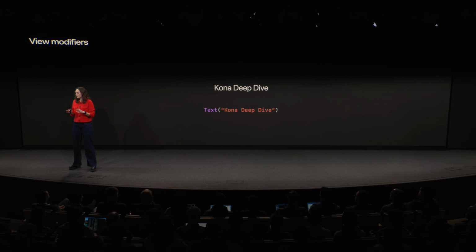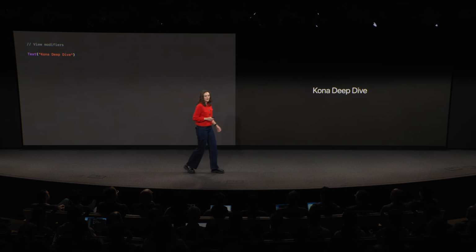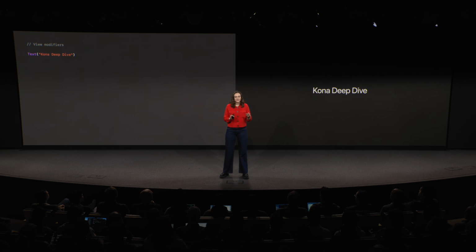My text view from before looks all right, but I can make it more memorable. View modifiers are a tool to customize individual views. I'll dive into some code. There are many ways to customize text views. For instance, changing the size or the color of the font. That's something we did a lot in the Wishlist app. For now, I'll start with something simple.